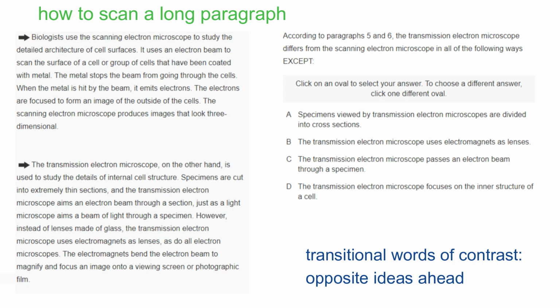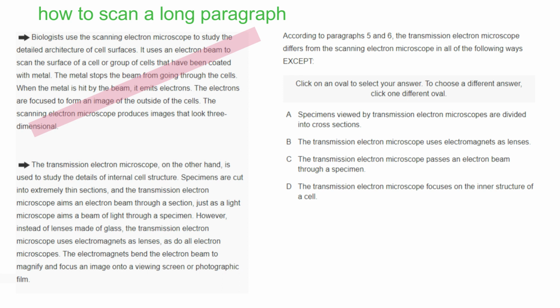So let's read in the unit of transitional words. No transitional words so far. Okay, on the other hand, is the first transitional word of contrast. So we know that something else was discussed in the previous paragraph. Transmission electron microscope is going to be explained in detail. Notice the phrase just as. That indicates similarity, which is what we are looking for.